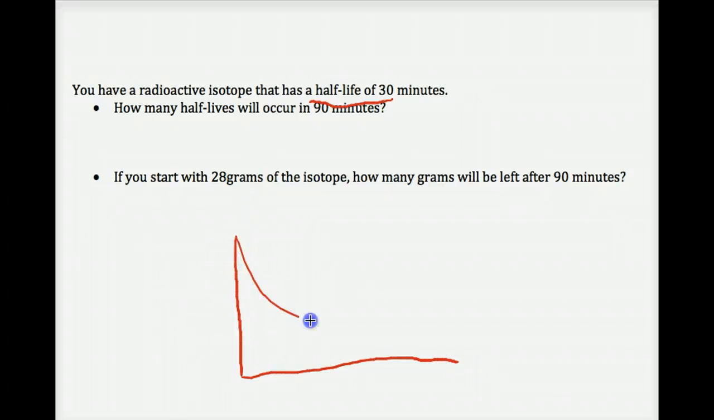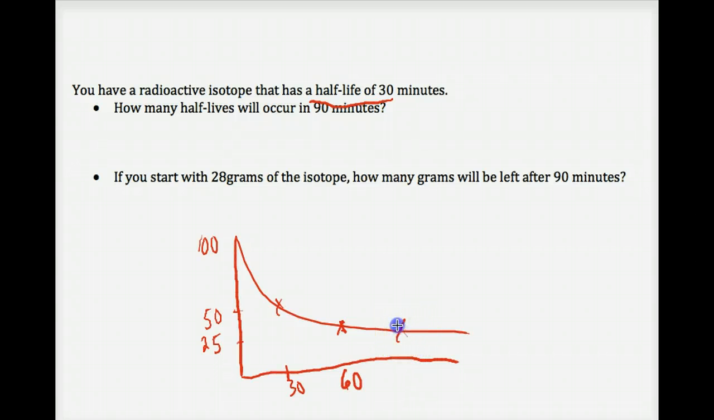What this means, if I put my graph back up, is that the first half-life would be at 30 minutes, because that's the half-life. The second half-life, which would be roughly there, would be at 60 minutes. If I start at 100% or 100 grams, I would have 50 grams, then 25 grams. Every half-life is 30 minutes.